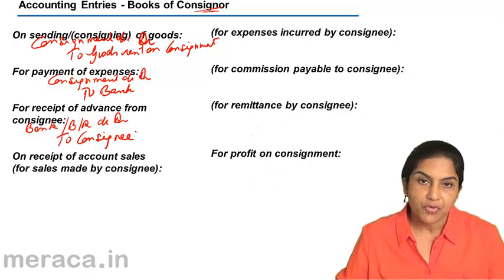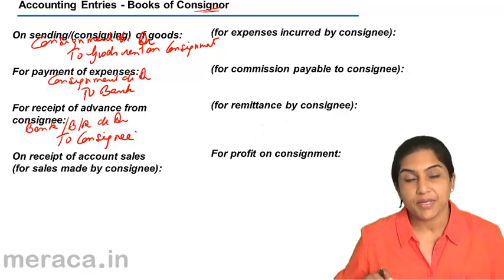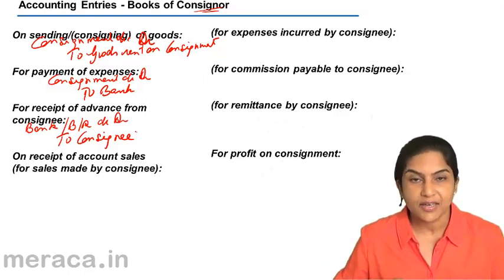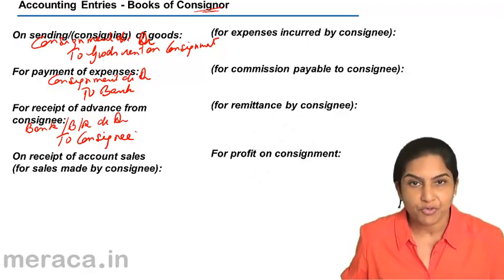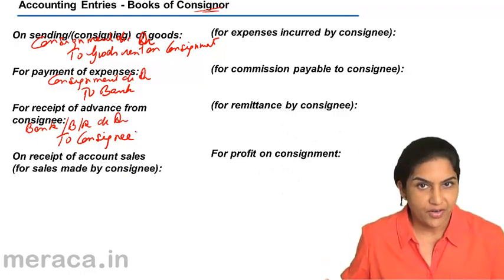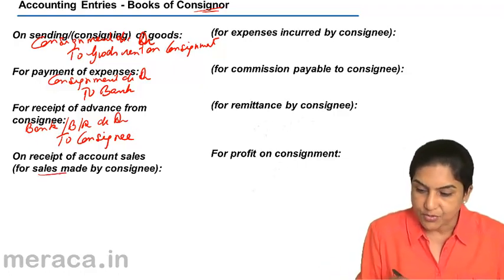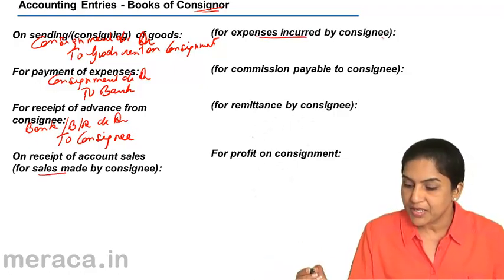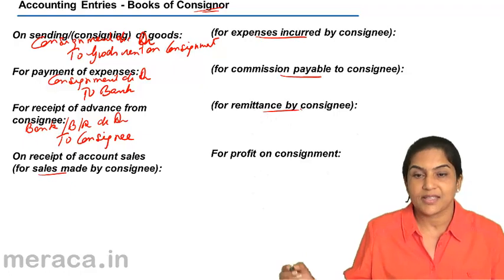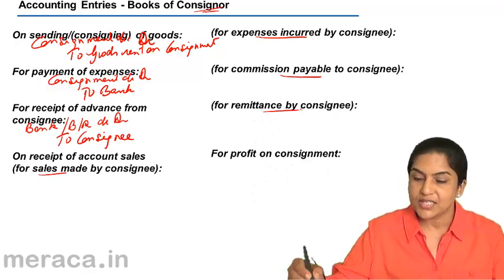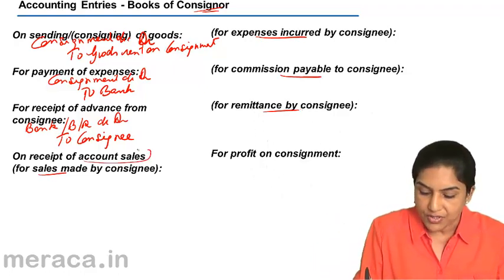Next, on receipt of account sales. What is account sales? Account sales is a statement sent by the consignee to the consignor giving details of the sales effected, details of commission, expenses which have to be reimbursed, any unsold inventory. So on receipt of account sales, we get all the remaining information like the sales which has been made, expenses incurred by the consignee, commission payable to the consignee. Therefore, what is the balance that the consignee has to pay? All this information we get on receipt of account sales.